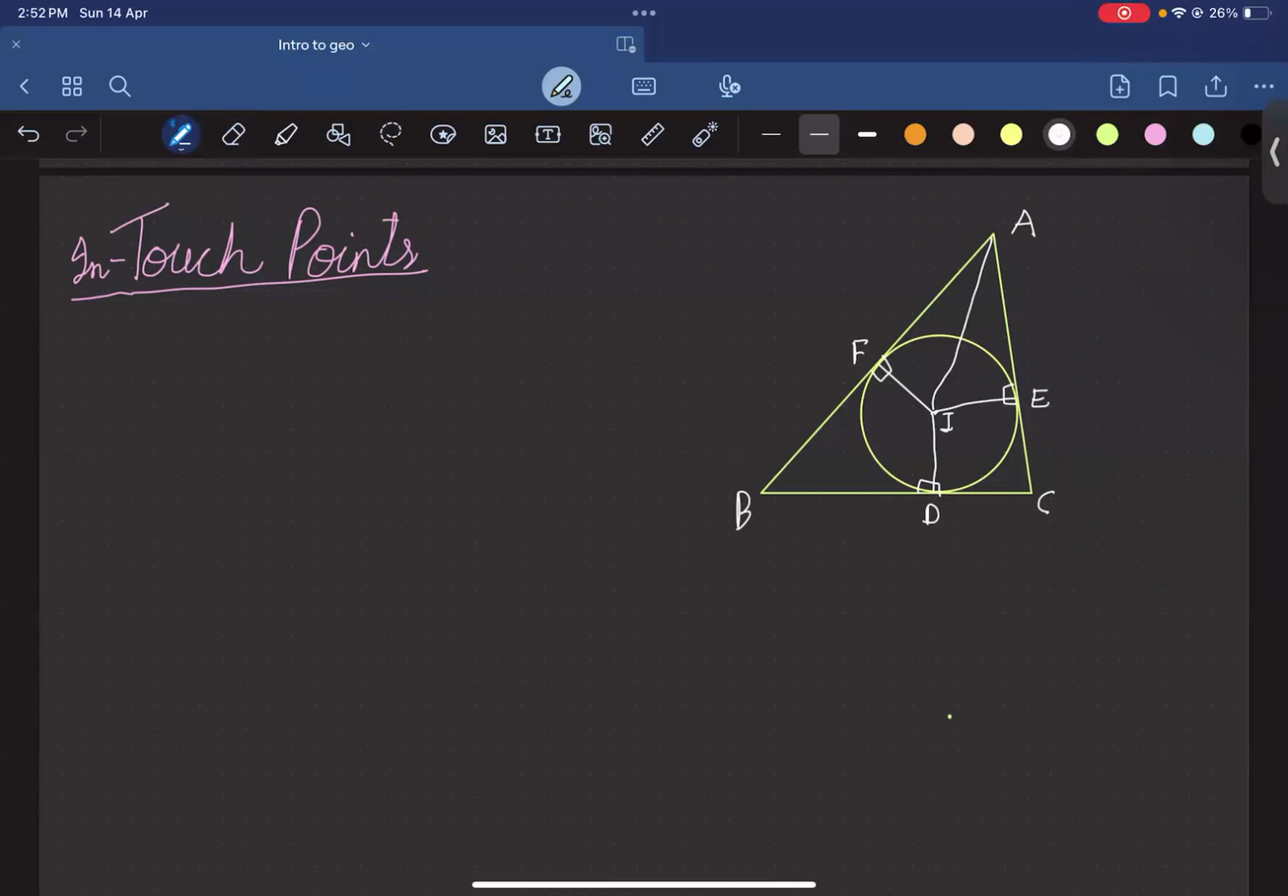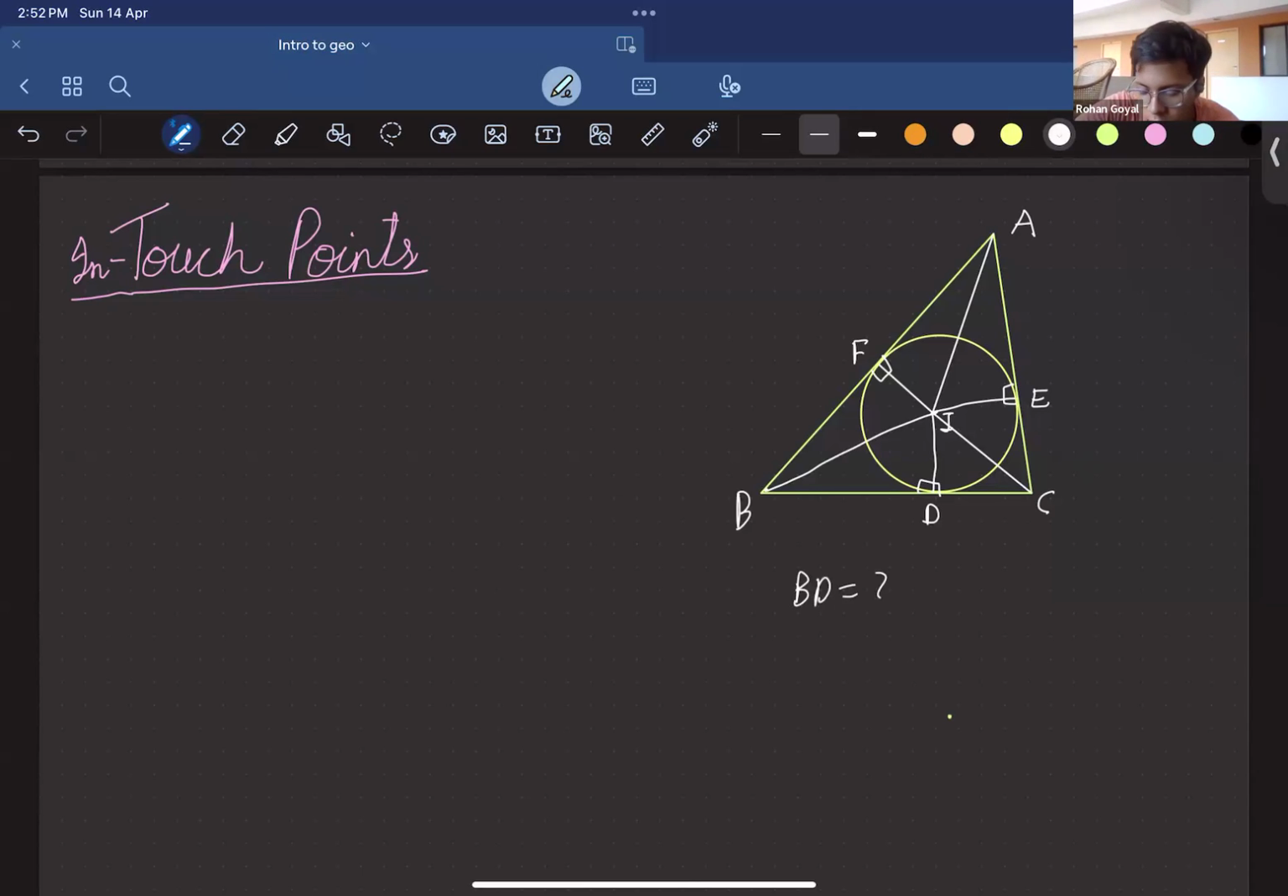Can you repeat what you actually wanted to do? We don't have anything to prove. We just want to find out what BD is. What is BD? What is this length? BD in terms of S and the sides, equal to BF, is equal to S minus B. How do you prove that? How do we find that?